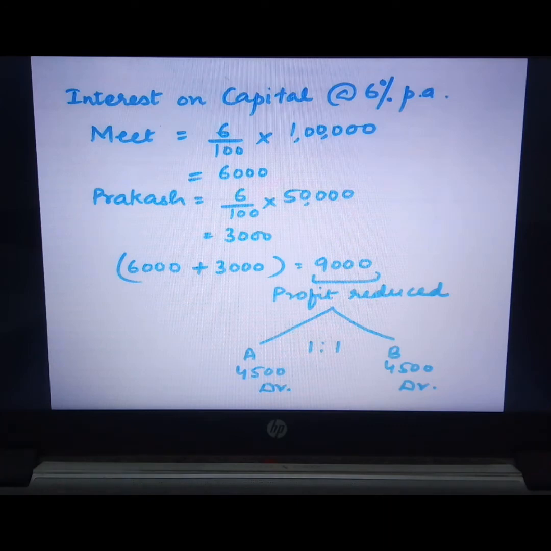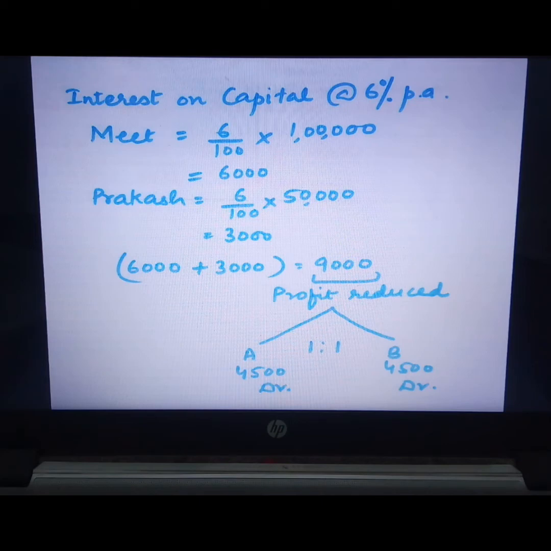Now understand this carefully. 6,000 was to be charged from Meet as well as 3,000 from Prakash, a total of 9,000. Now interest on capital is being provided at 6% per annum, and this is rupees 9,000. When you provide interest on capital, that reduces the profits of the firm by rupees 9,000.